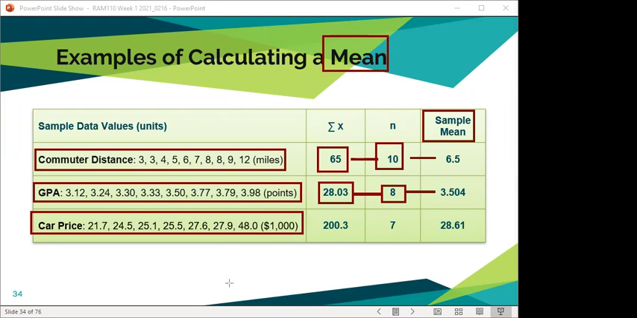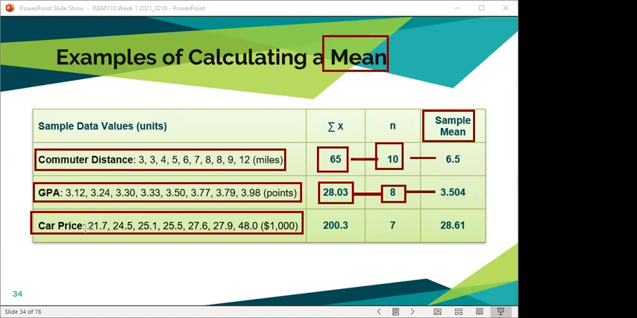Okay. And then lastly, car prices. Does a car really cost 21.7? No, but we used thousands of dollars for a unit. So if the thousands of dollars is used as a unit, that is basically dividing the car price by 1,000. So that's what 21.7 represents in the car prices.